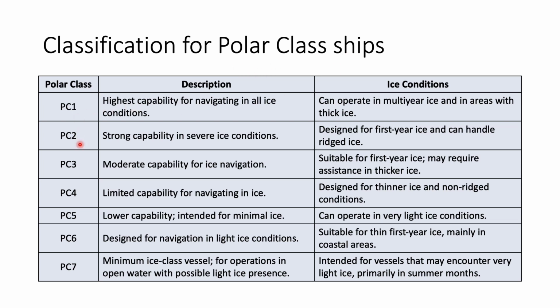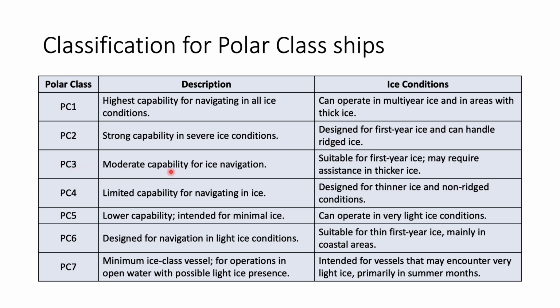We have PC1, PC2 up to PC7. So the polar class classification means PC1 has the highest capability of navigating in all ice conditions. They can operate in multi-year ice and in areas with thick ice also. These kinds of ships can be operated. If it is a PC2 class, then they have strong capability in severe ice conditions. They are designed for first year ice and can handle rigid ice.